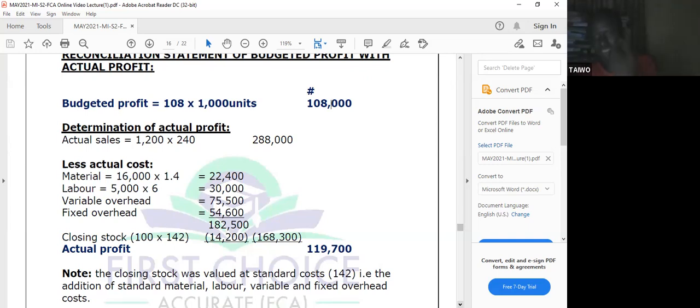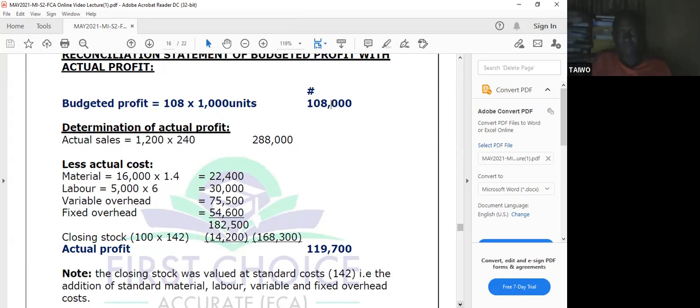How do you get the actual profit? That's the actual sales minus the actual cost. But don't forget, if there is any closing stock remaining, you have to value the closing stock before you can get the actual profit. That's what they mean by reconciliation. Whatever you get as actual profit is what you use to compare with the budgeted profit. I guess you get what I'm saying now. So let us look at it, please.